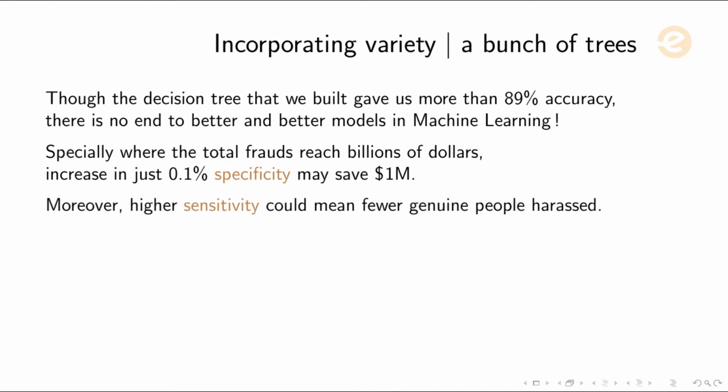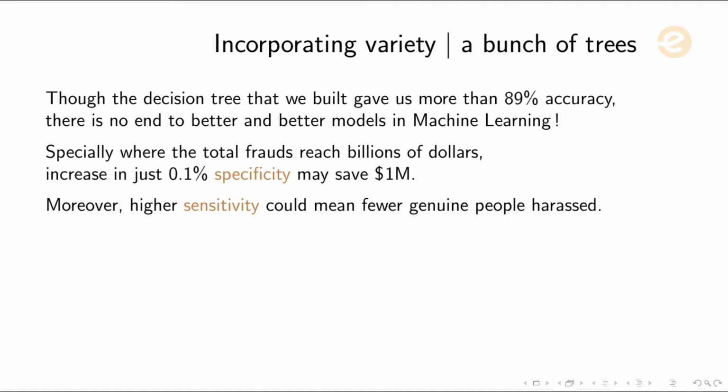Also, one more thing, that if you get a little higher sensitivity, that means that fewer genuine people are harassed. Now, last time we saw that 9 genuine transactions were actually misclassified as frauds. So that's where sensitivity is 99.98%, but we can even go for higher than that to harass even fewer than those 9 people that we did. So if we can build a better model which either increases the specificity or the sensitivity or both, then of course that's an achievement for us.